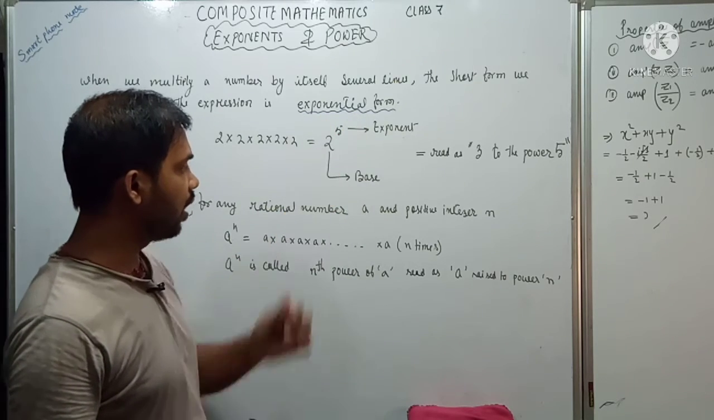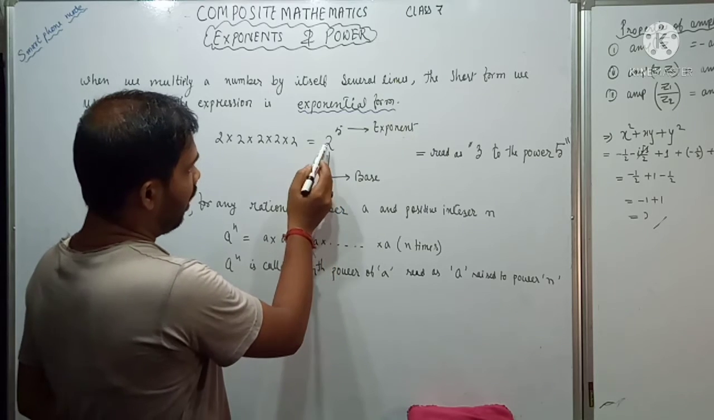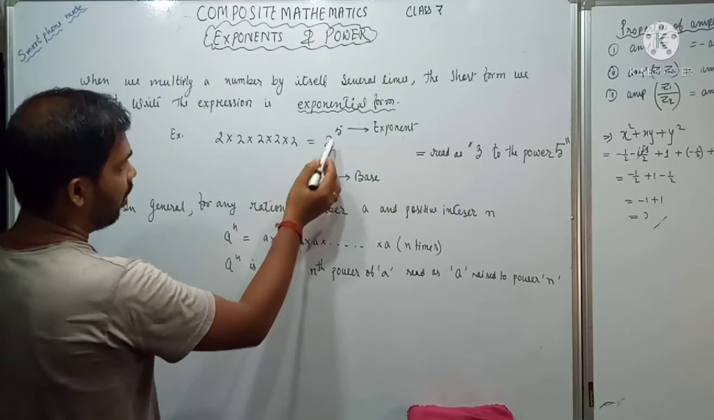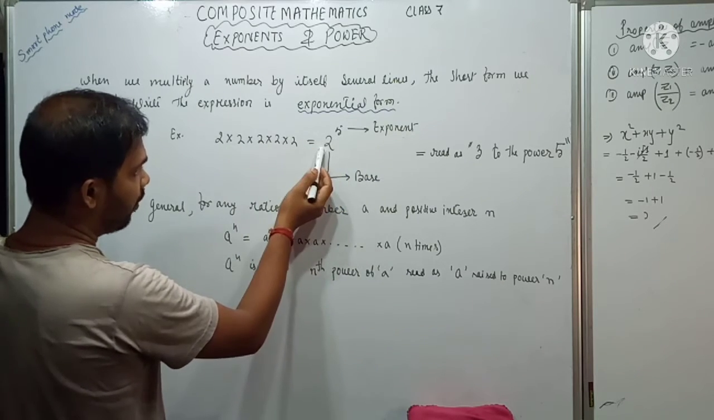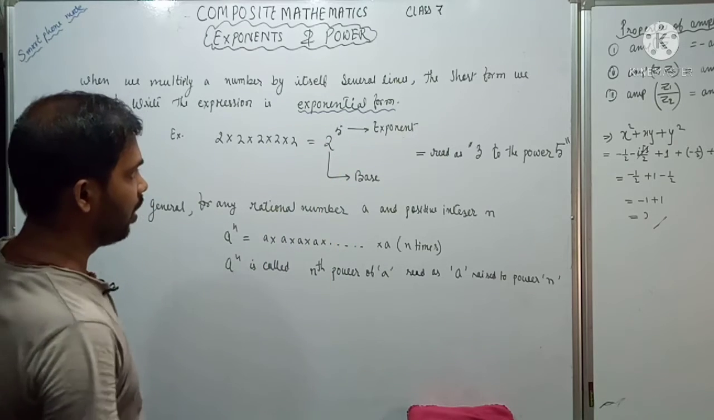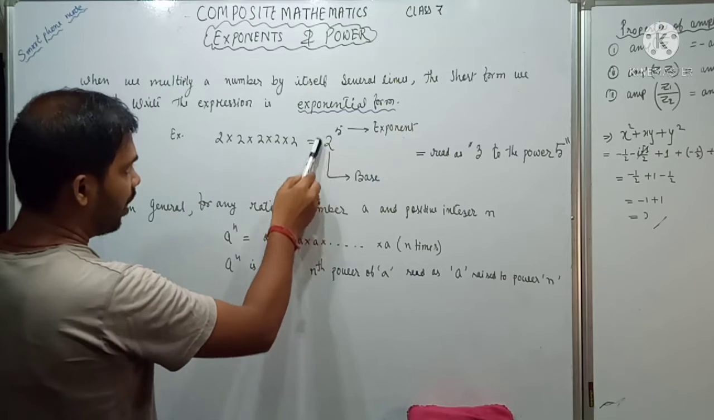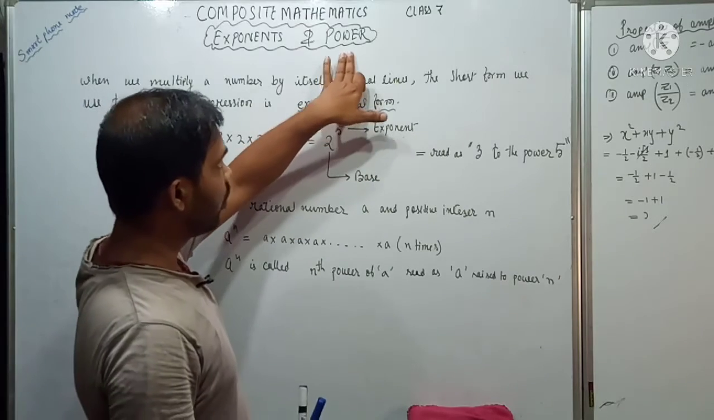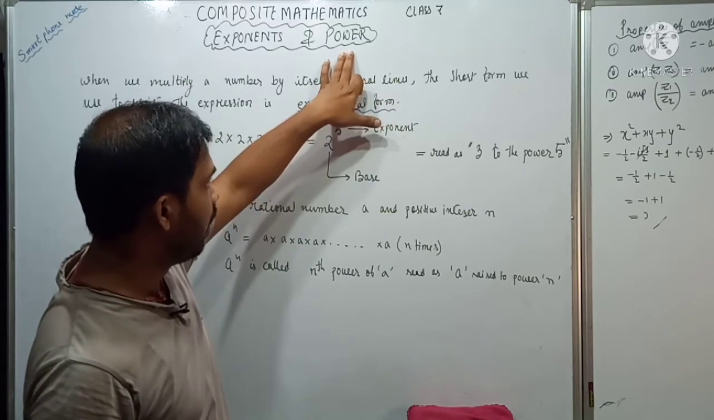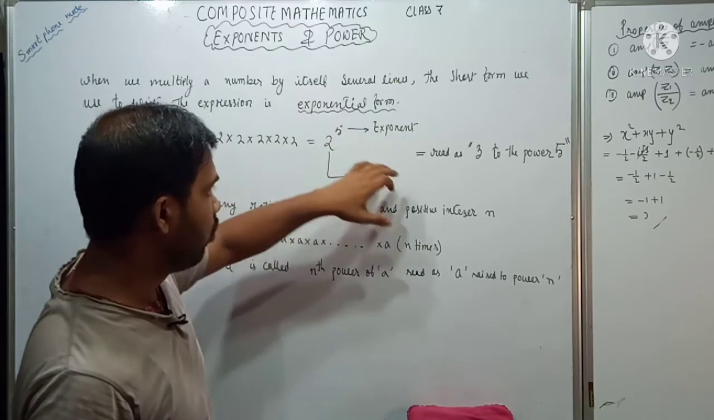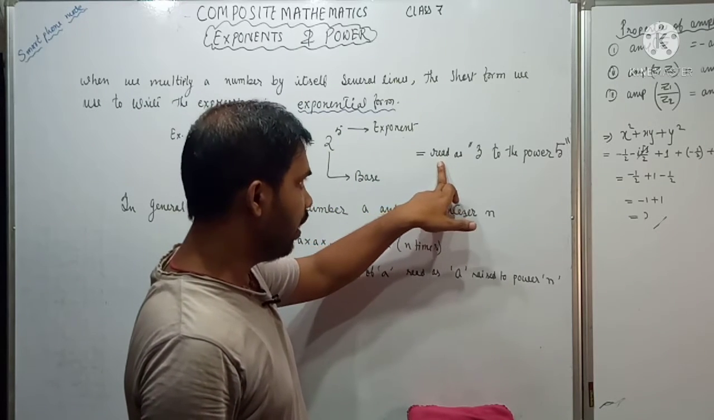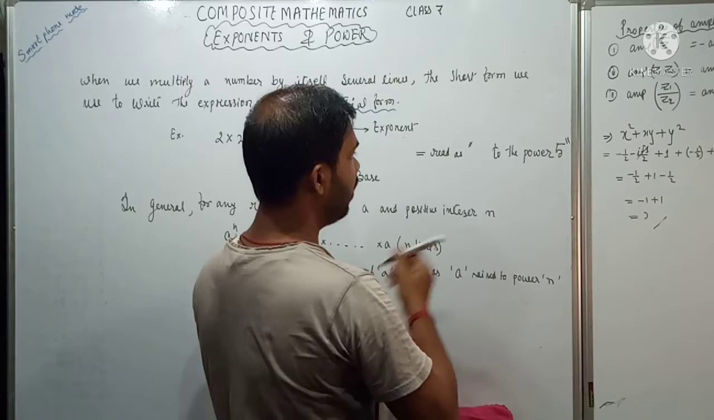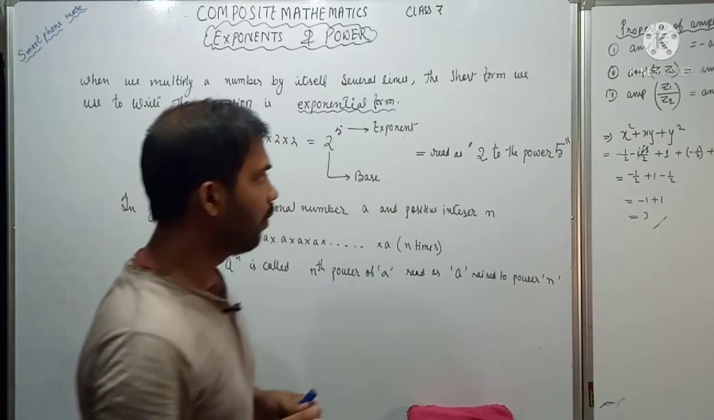Understood? This expression is known as exponential form, and in this expression, this indicates which number is multiplied, and this shows how many times it is multiplied. That number which is multiplied is known as base, and how many times it is multiplied is known as exponent, or that one we also call power. Now how will we read this expression? We will say 2 to the power 5. We will read it in this way.